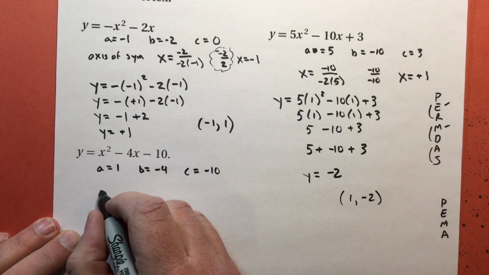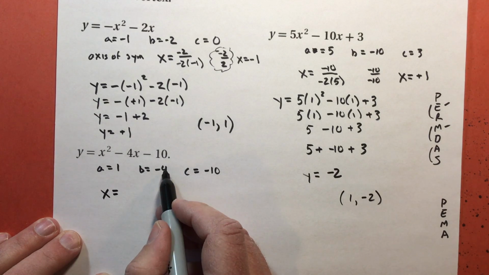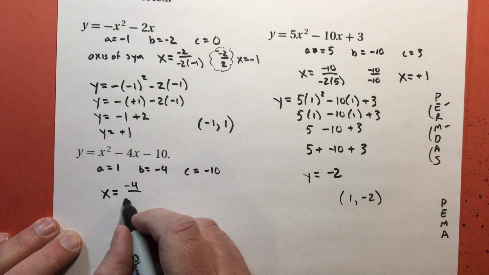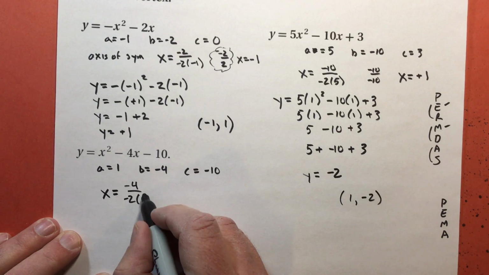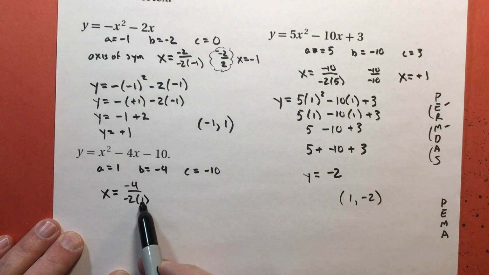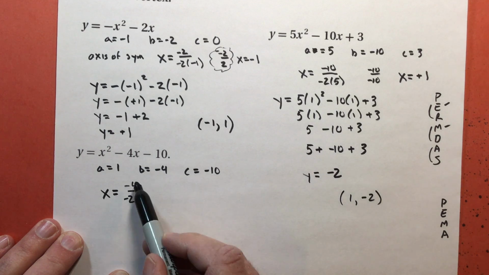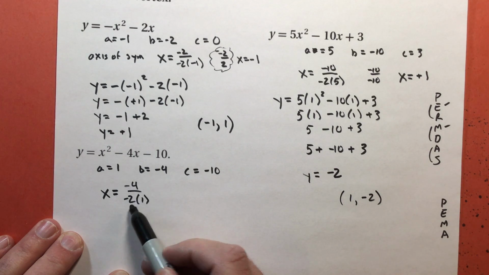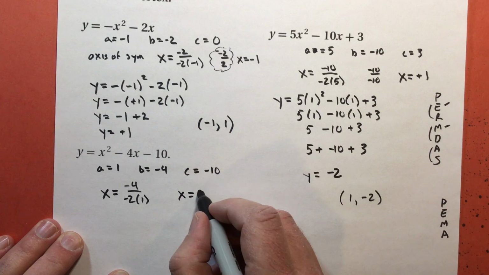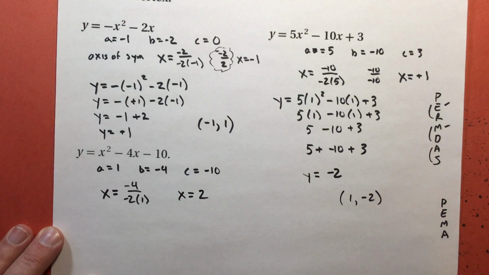So what's my axis of symmetry? X equals negative b, which is negative 4, divided by 2 times a, which is 1. 2 times 1 is 2. A negative divided by negative is a positive. 4 divided by 2 equals 2. So I get x equals 2. And that'll be the x value of my vertex.